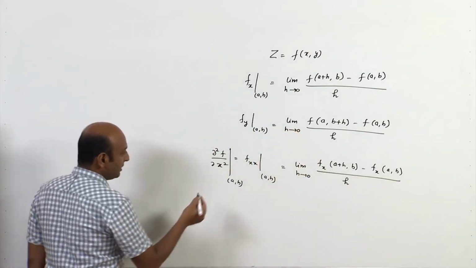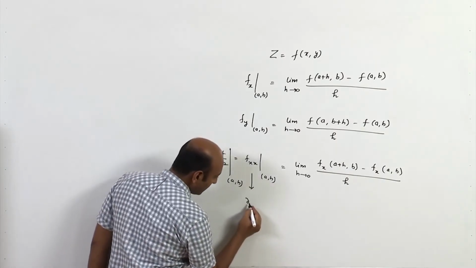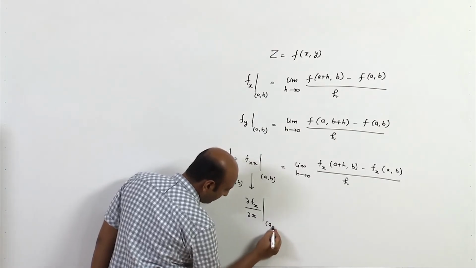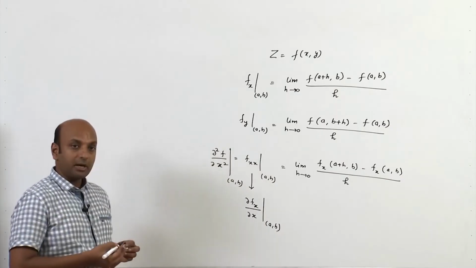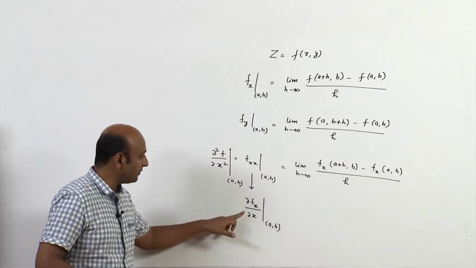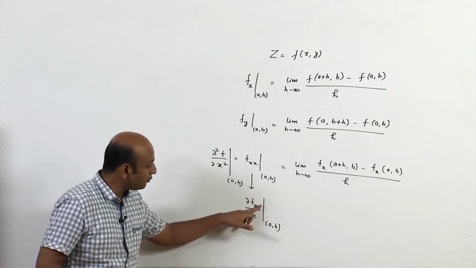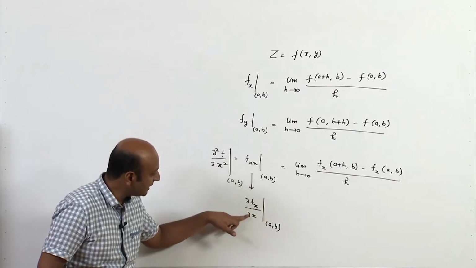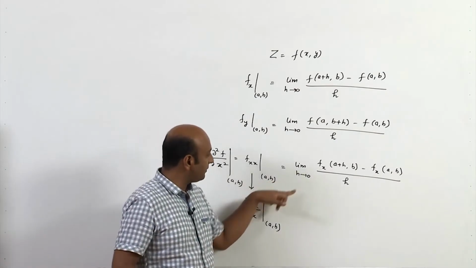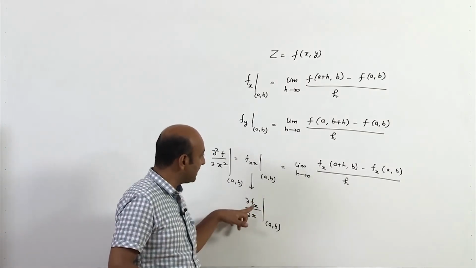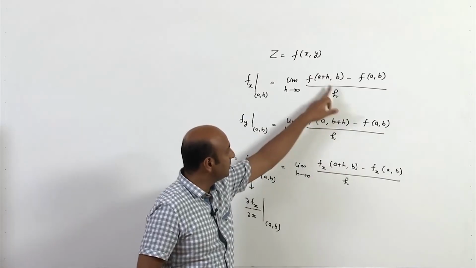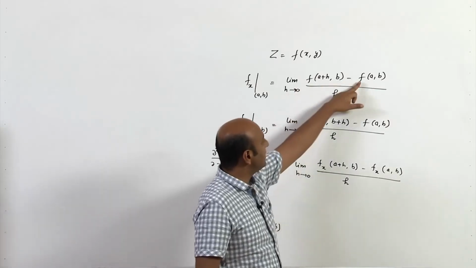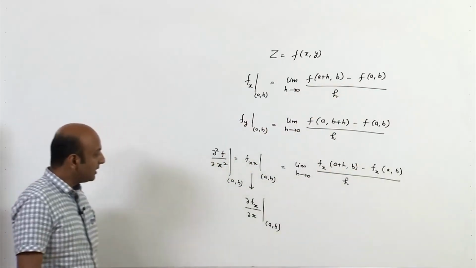Because what does it mean basically? It means ∂f_x/∂x at (a, b). It means ∂/∂x of f_x. That means now you have to take f_x as a new function and apply the definition of ∂/∂x to f_x. So we have applied the definition of ∂/∂x to f_x, as [f_x(a + h, b) − f_x(a, b)]/h. We simply replace f by f_x in this definition, so that we get ∂²f/∂x².